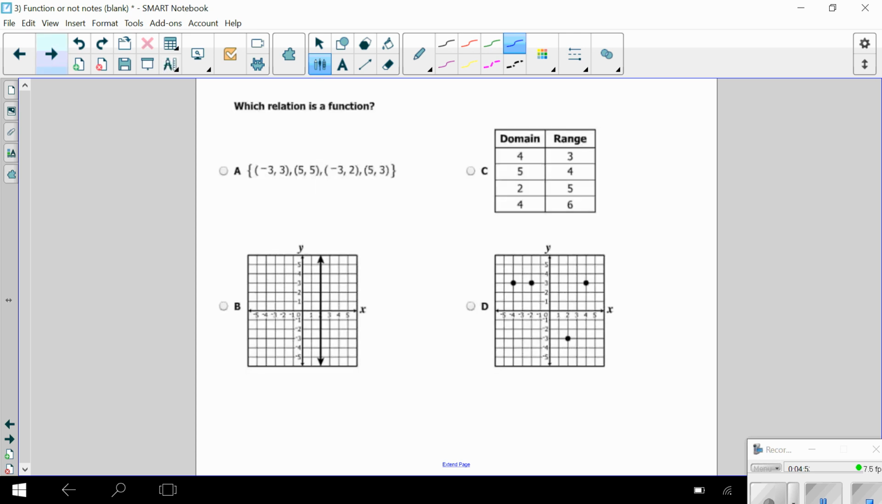Which relation is a function? This is not a function because my x repeats. We know a vertical line will never be a function. This is not a function because my x repeats. This is a function.